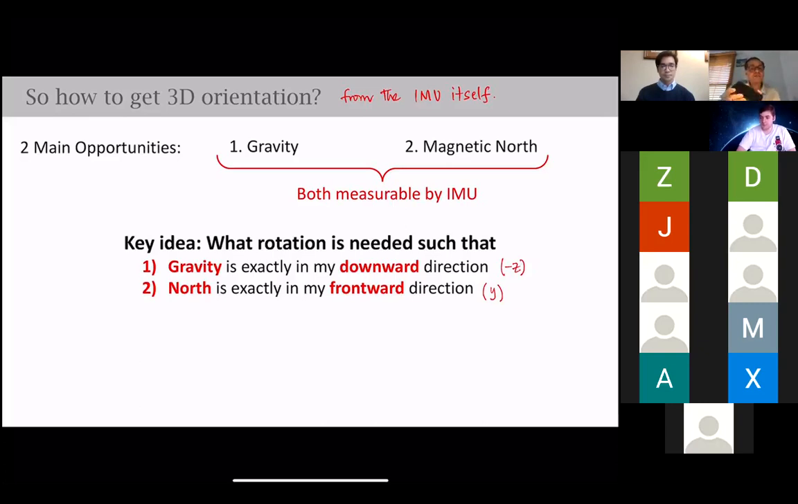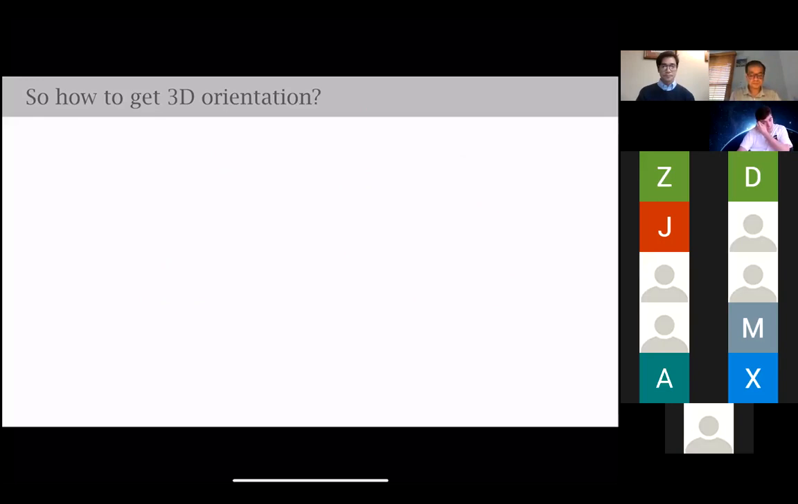But it cannot rotate any further around X and Y because gravity is only around the negative Z direction. If it was rotating anything around X and Y, I should have seen some gravity along the X and Y direction. Please play with your phone at home and make sure you have total clarity. Okay? So that's what I'm going to do, and this is how I formulate the problem.